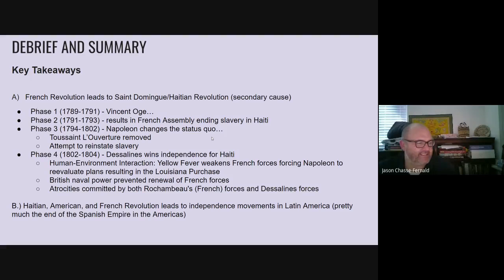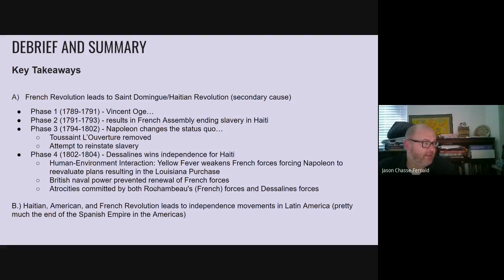And of course, a lot of the discussion in phase 4 is the atrocities from both Rochambeau's forces, not the same Rochambeau that you saw in your American Revolution picture, but his son, and Dessalines' forces. Your homework from Strayer discusses this, and how the atrocities, especially by Dessalines' forces, were communicated to the people in countries in Europe as well as in the United States.